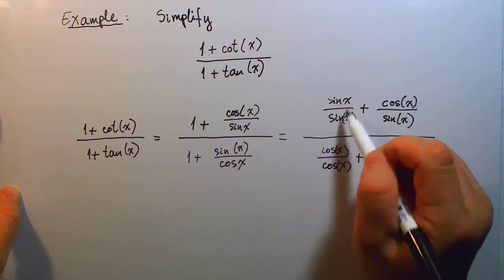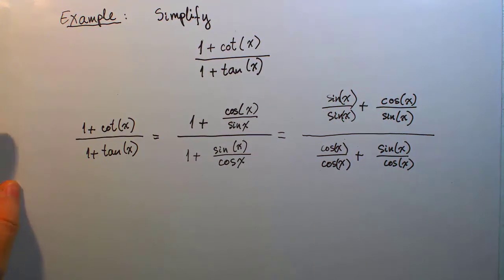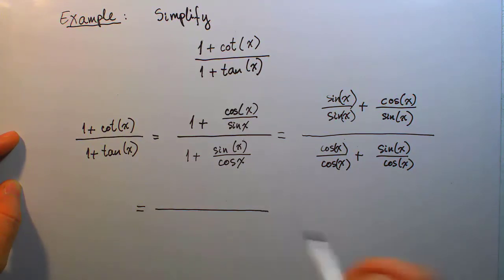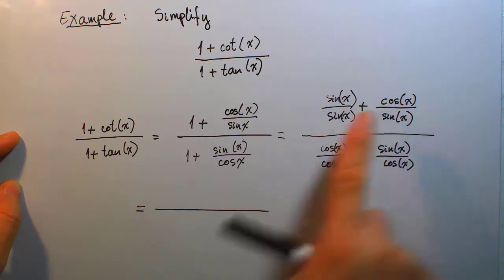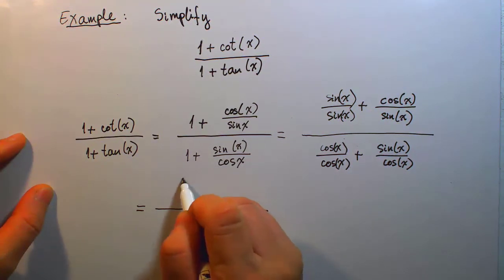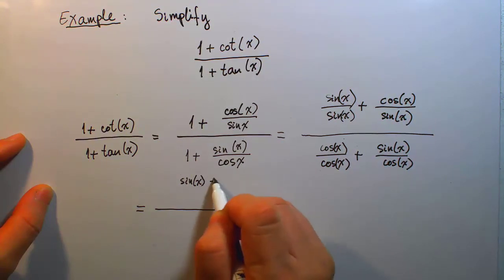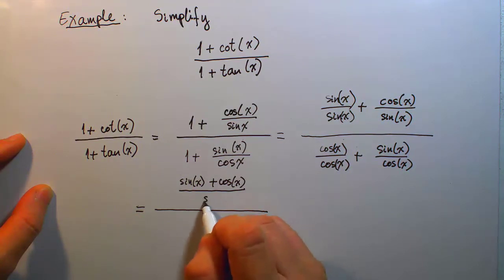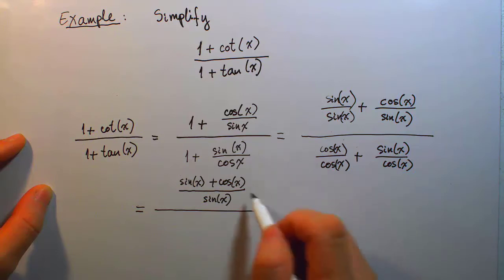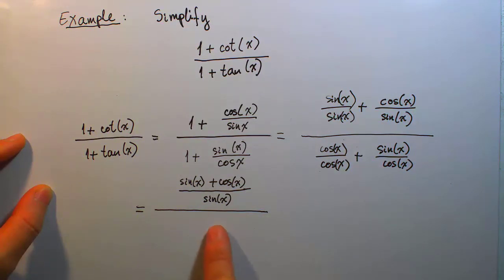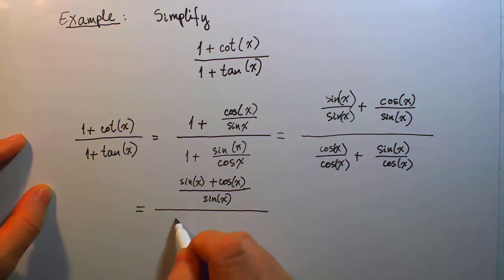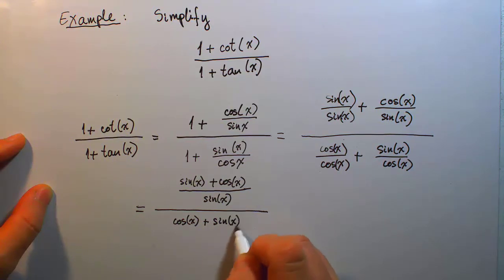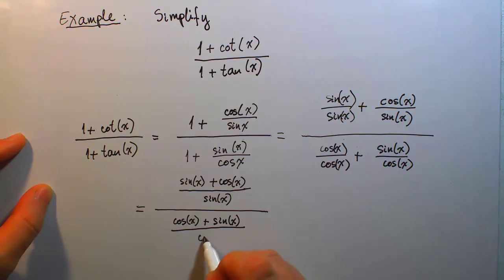And I shouldn't skip the parentheses here. And so now, having a common denominator in both the big numerator and the big denominator, I'm going to turn my two terms of the big numerator into sine of x plus cosine of x, two terms but over one single denominator, sine of x. And my big denominator is going to be cosine of x plus sine of x, all over cosine of x.